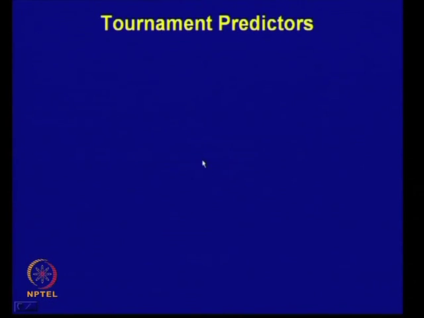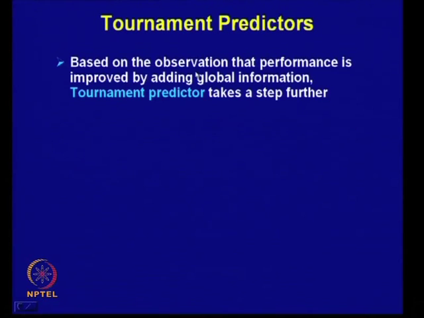Okay. Now, we shall focus on tournament predictors. This is based on the observation that performance is improved by adding global information. Based on that observation, the tournament predictor takes a step further. We have seen in the correlating predictor that we are combining local and global predictions and trying to come up with a prediction. We have seen that correlating predictors perform very well, and can we really go a step further? That is the basic idea behind the tournament predictor.